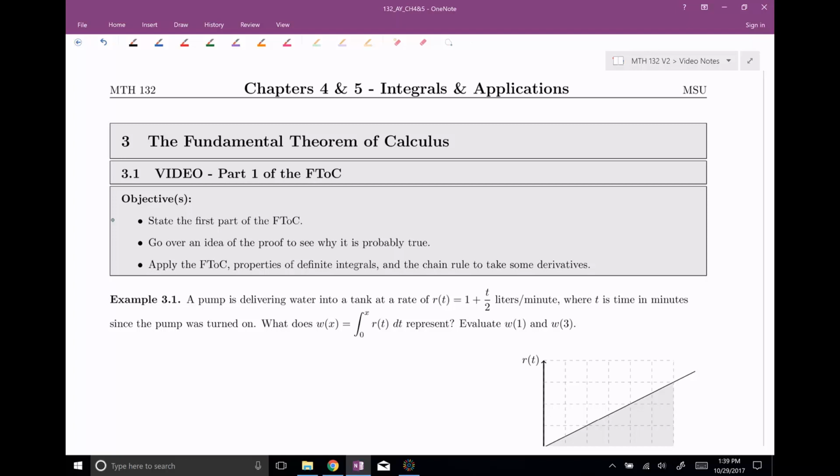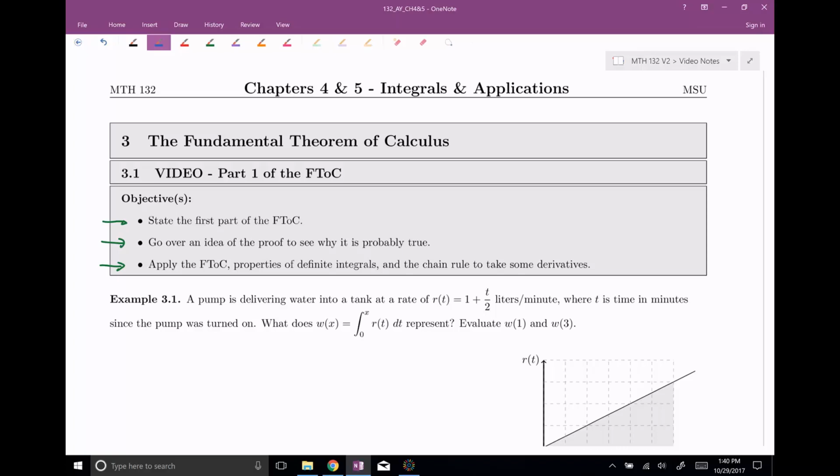So that's the objective here: we're going to go over the first part of the fundamental theorem of calculus. I'm going to give you an idea of why it's probably true. So the idea of the proof here, not the formal proof, but it'll get us thinking in the right direction. And then finally, we will apply this first part of the fundamental theorem of calculus to a few problems. These are problems that you'll see on your homework. They can show up on quizzes and exams. So we'll do a few problems related to this first part.